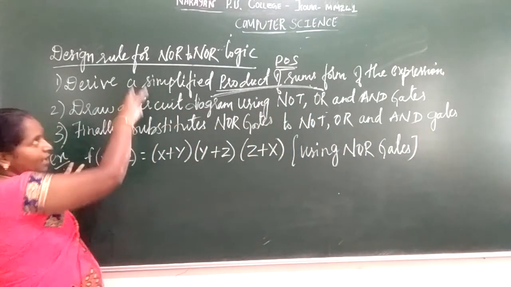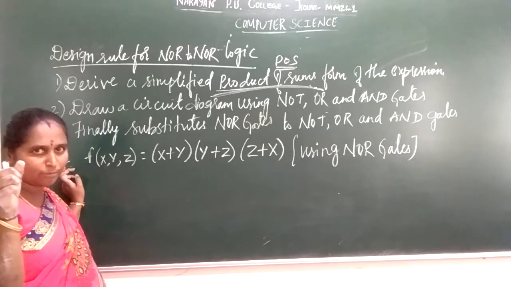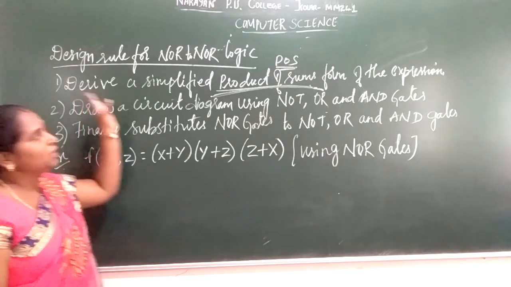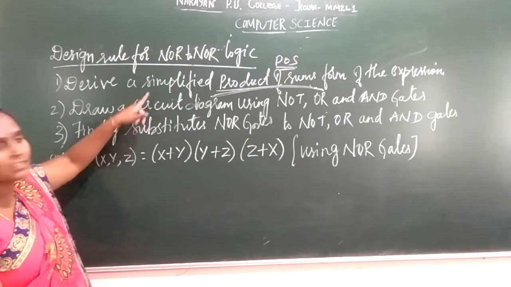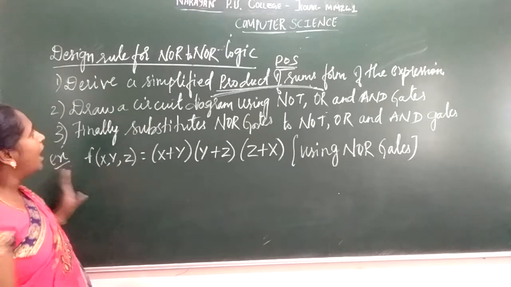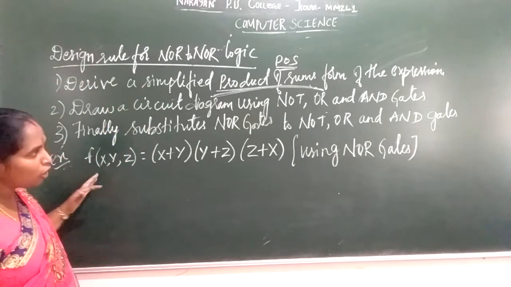So this is the same rule. Only one rule differs: your NAND gate should be in the form of sum of product, and your NOR gate should be in the form of product of sum. Apart from that, the other two rules and conditions are the same. So following these steps, how are we going to design a logic circuit?